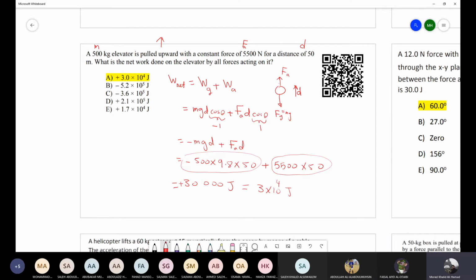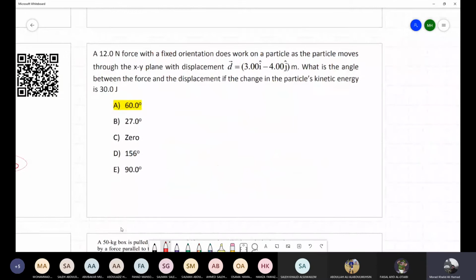Okay, let's go to another question. Now, we have a 12 Newton force, here we have F, with fixed orientation, does work on a particle as the particle moves through the XY plane with displacement d. What is the angle between the force and the displacement? He's looking for theta, if the change in the particle's kinetic energy, delta K, is equal to 30 joule.